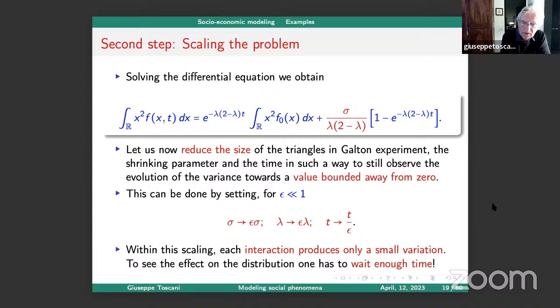In other words, each interaction produces only a small variation, and to see the effect, you have to wait enough time. This is the basis of all the reasoning. You write a kinetic equation, and to extract information you reduce the process by considering the so-called grazing collisions, which is a procedure well known for the Boltzmann equation. Grazing collisions are the interactions, the collisions, which do not modify in a sensible way the velocity after the collision.